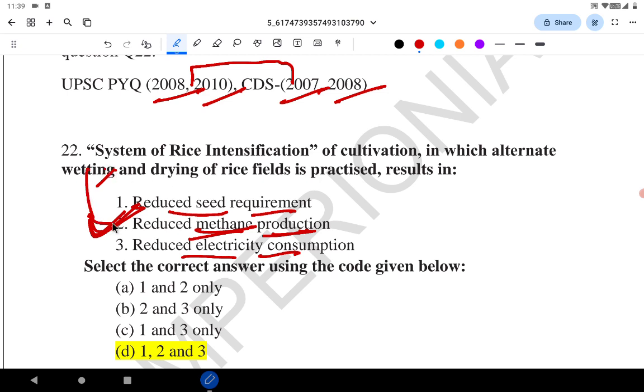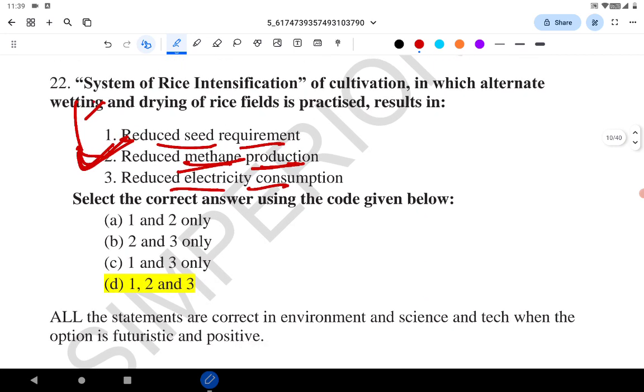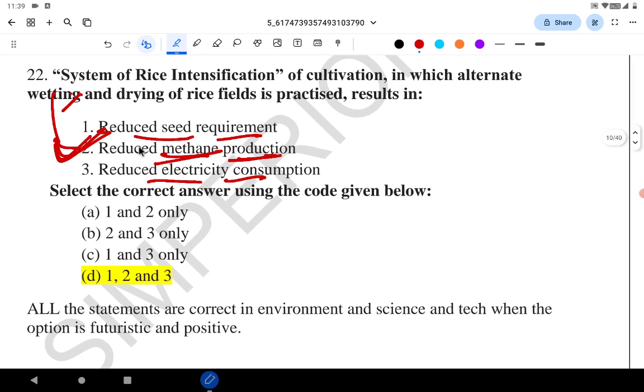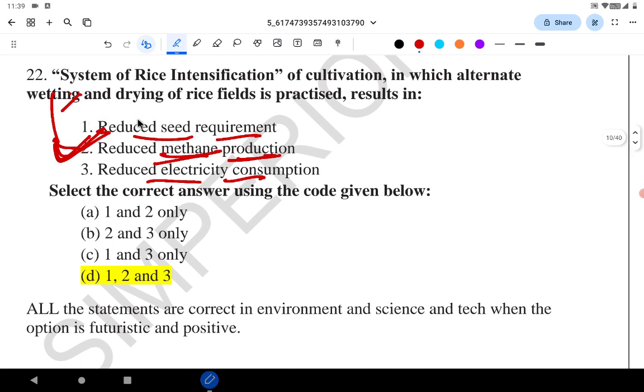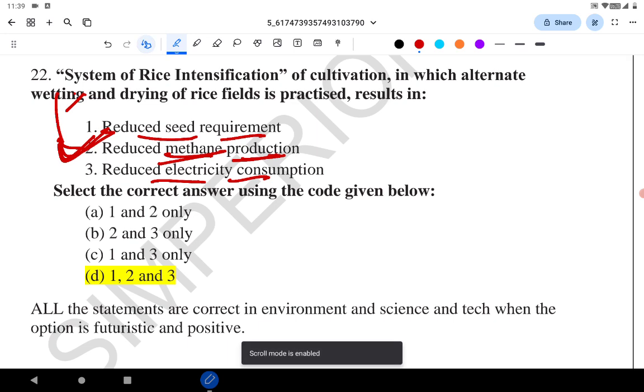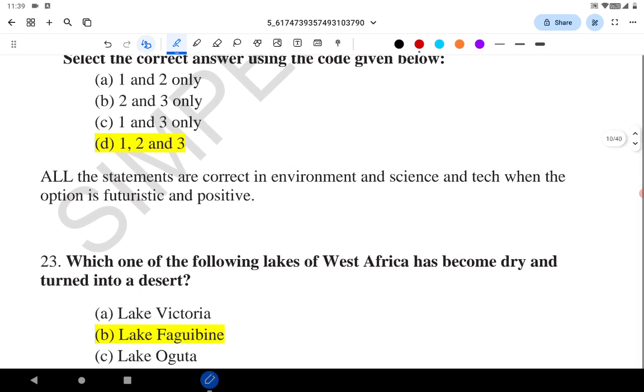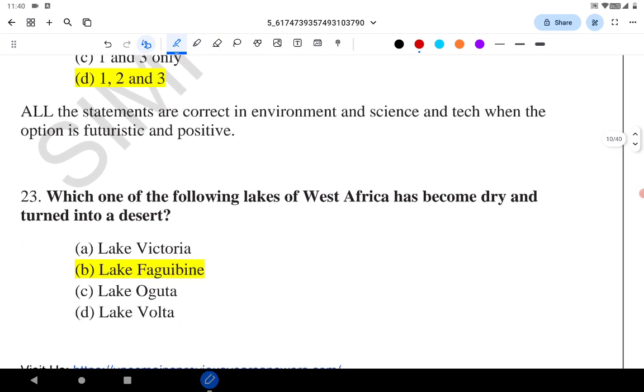Yeah, I think you guys should know it. So it's drying and wetting, so methane production will also reduce. Seed requirement also reduces. This is an easy question. Usually such a statement is about a futuristic technology or a futuristic, climate-sustainable concept. Usually all positive statements will be correct. There is nothing concrete you have to negate, that all three are wrong or one of them is wrong. So all are correct. In environment, and especially in science, usually in such cases they will be correct.